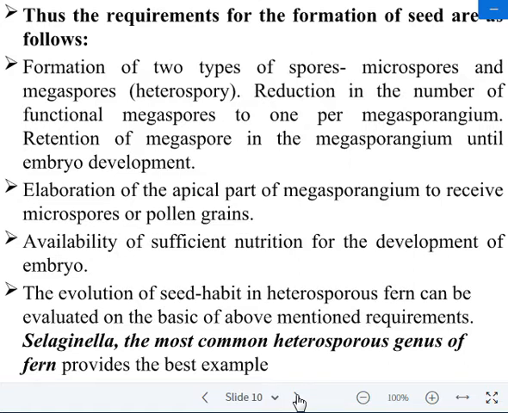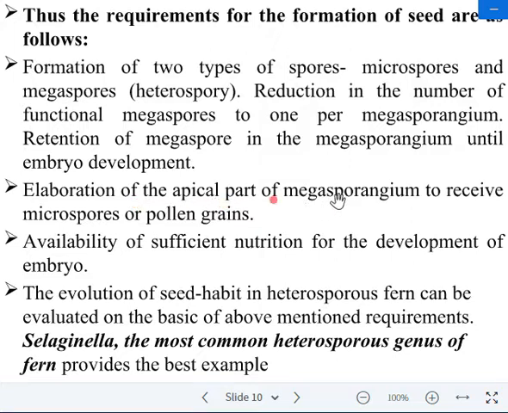In case of Selaginella, what happens? The development of the male gametophyte takes place within the microsporangium, and the remaining 30% takes place outside. So this also happens in angiosperm or seeded plants. Thus the requirements for formation of seed are not flown. Formation of two types of spores, microspore and megaspore, reduction in number of functional megaspores to one per megasporangium, retention of megaspore in megasporangium, then embryo development. So these characters of the fern closely resemble seeded plants.